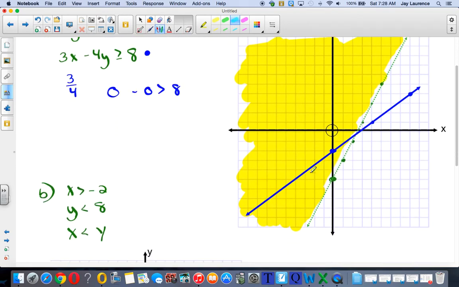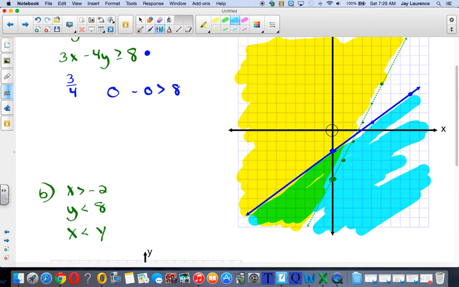So I'm going to shade away from the origin. Ta-da! See the green? Okay, and the rest is blue. So the green region, it's almost triangular, right here is our solution set. If you wanted to make that look prettier, you could, but I think you get it: bounded by the dashed line and the solid line. It's this entire region right here.